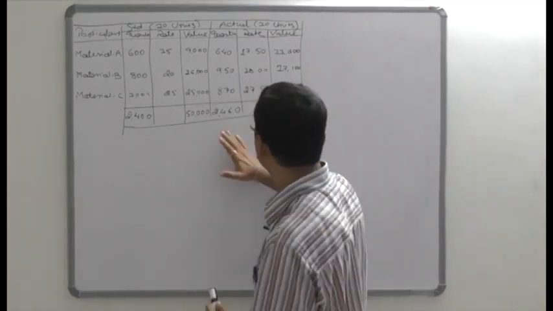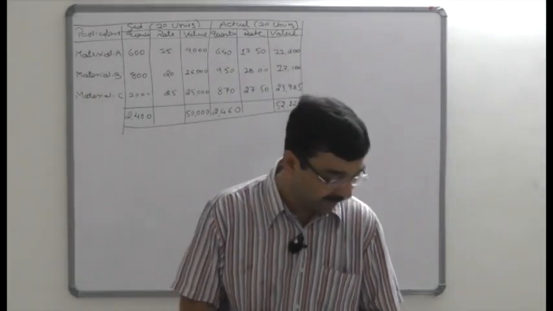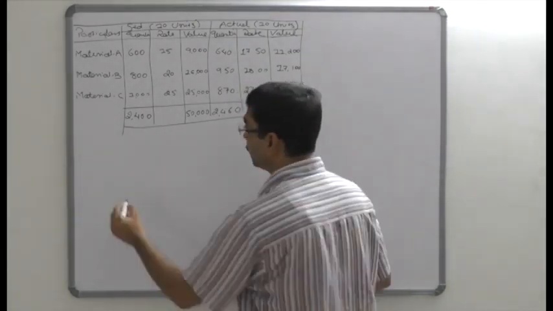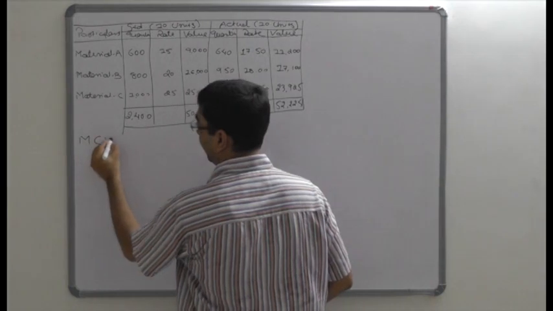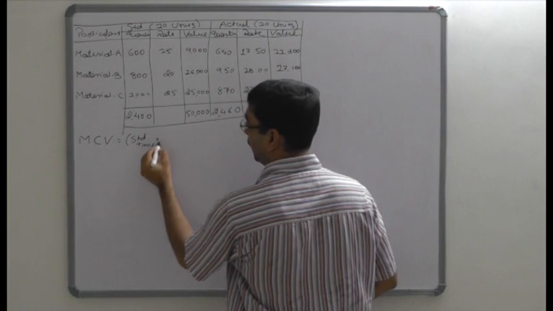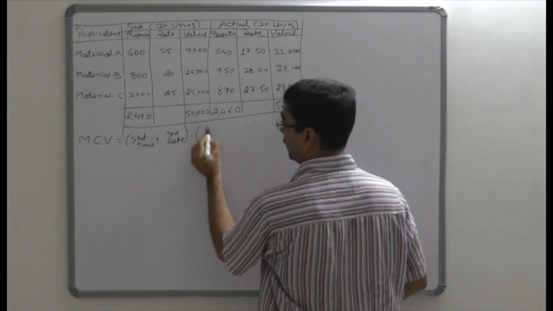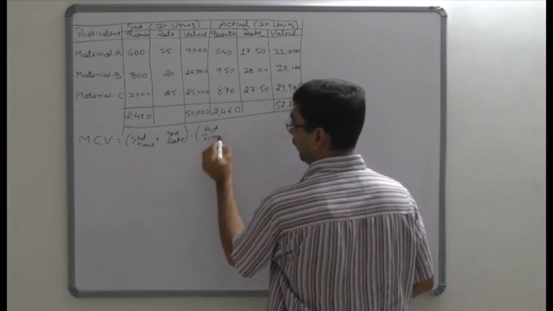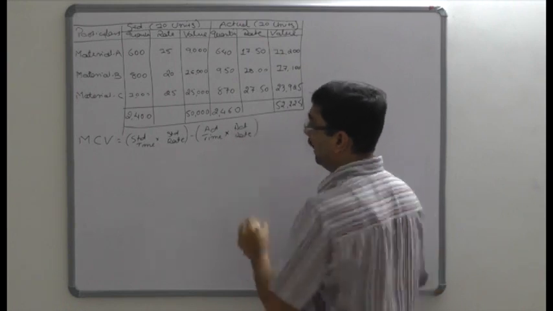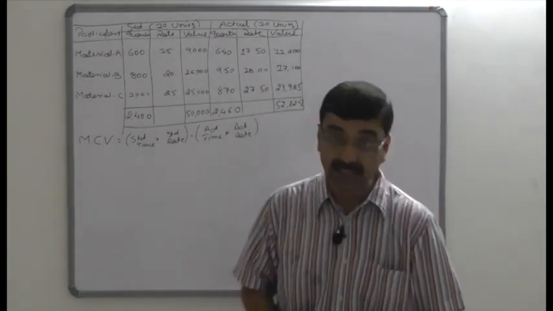Now as per these calculations, we are moving to the next step, that is calculating variances one by one. Let's start with the material cost variance. The formula is standard time multiplied by standard rate, minus actual time into actual rate. And this formula would be applied for all three different variances.